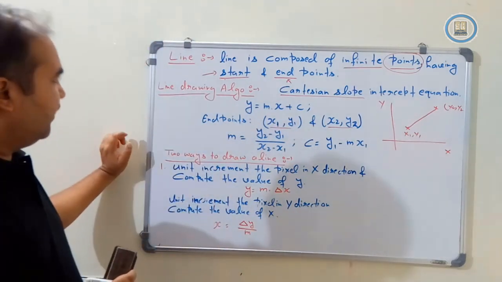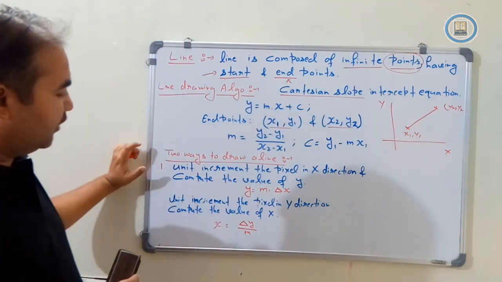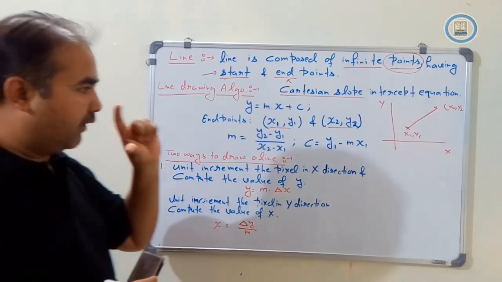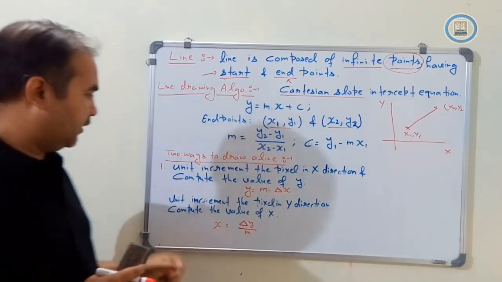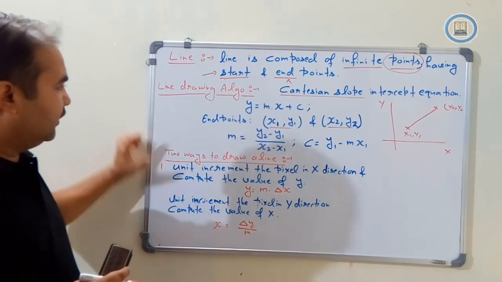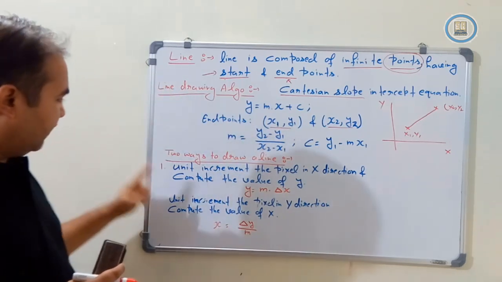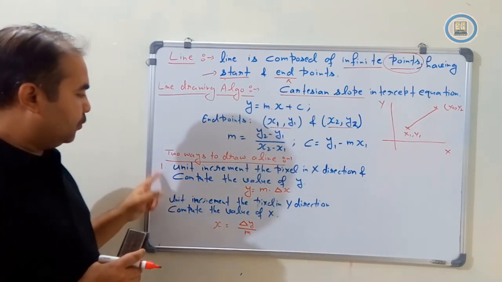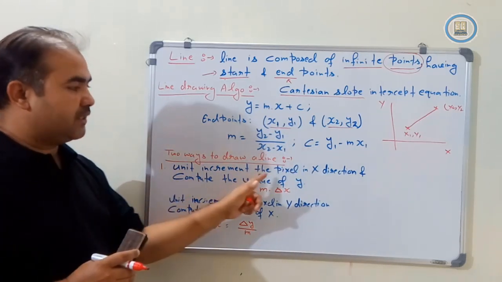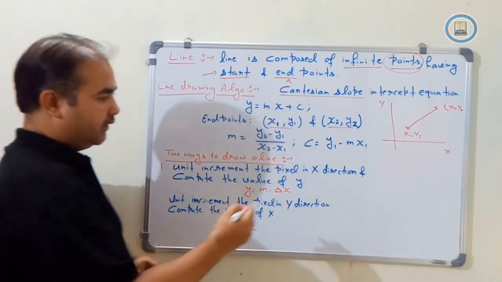The next thing is how we can draw the line. We can draw the line on graph paper or on the computer screen with the help of two methodologies, from this equation, that is y equal to mx plus c. The first method is that we will unit increment the pixel or point in the x direction.